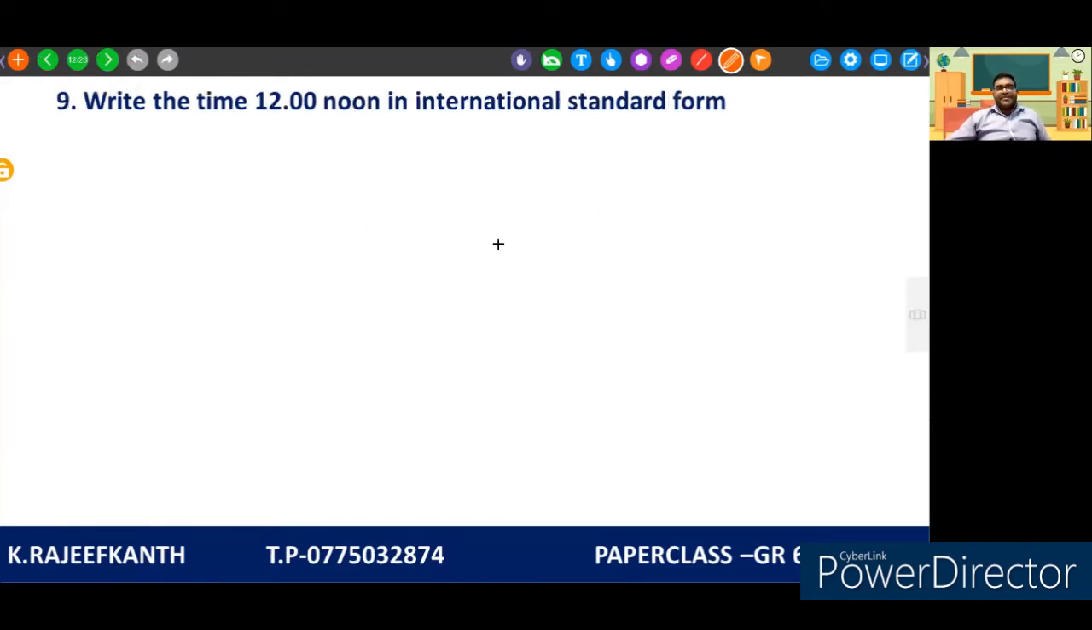Then question number 9. Write the time 12 noon in International Standard Form. So you have to write this 12 noon in standard form. You know how to write this in standard form. Here, when you are writing a time in standard form, normally we are using 4 digits.